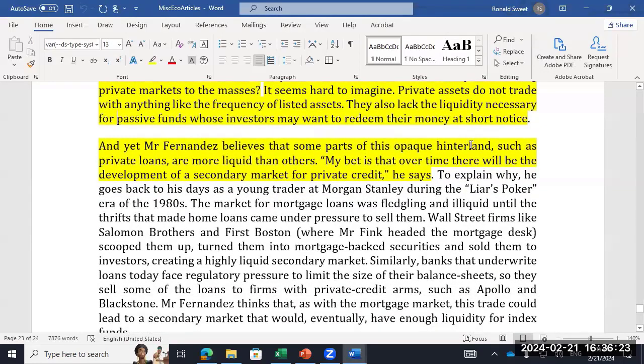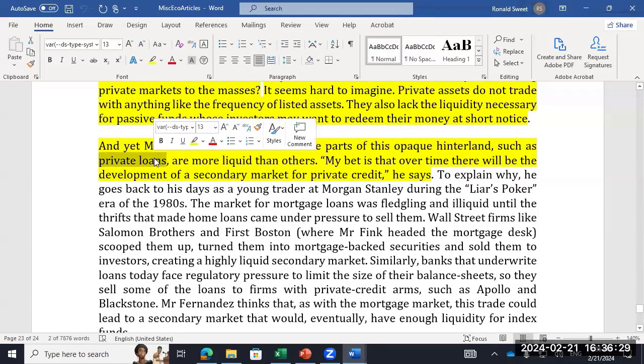He believes that some parts of this can be private, and the private loans is a lot easier. Why? Because private loans are a lot easier to value than private equity. Private equity is anyone's guess, plus or minus 80%. But on private loans, you're going to be pretty close on what everybody believes.